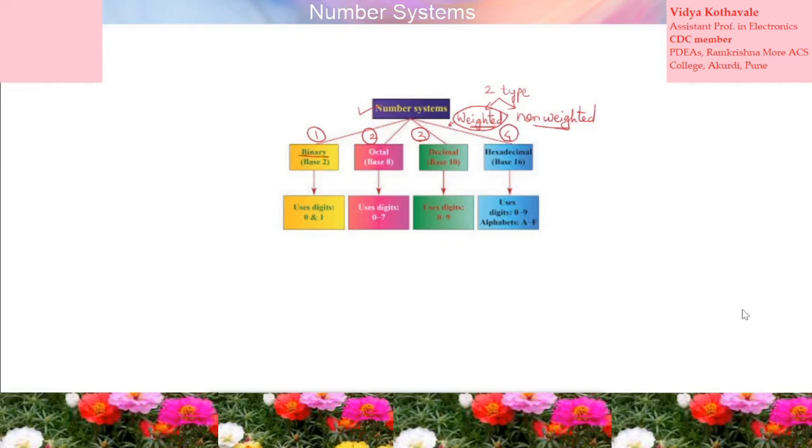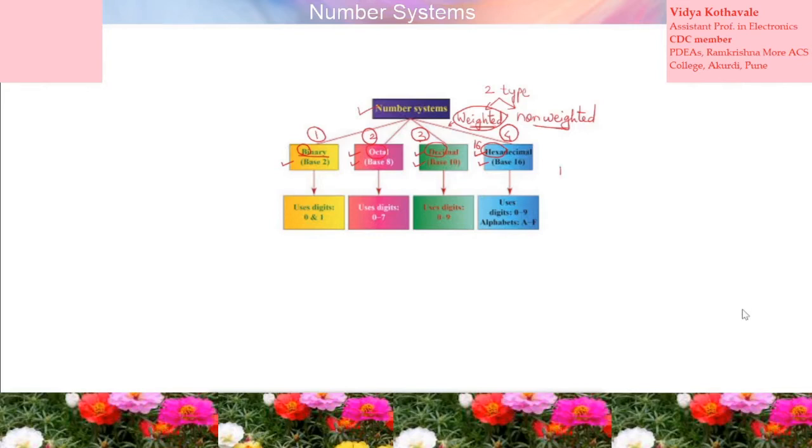Binary number system, bi means 2, and therefore we have the base 2 in case of binary number system. Octal number system, octa means 8, and therefore base 8 for octal number system. In decimal number system, deci means 10, and therefore base is 10 for decimal number system. In hexadecimal number system, hexa means 16, and therefore base of hexadecimal number system is 16.